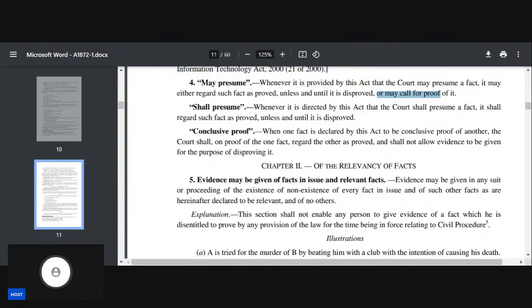Now, remember one thing which is very important: may presume deals with rebuttable presumption. May presume deals with rebuttable presumption. Remember that. May presume is rebuttable presumption.